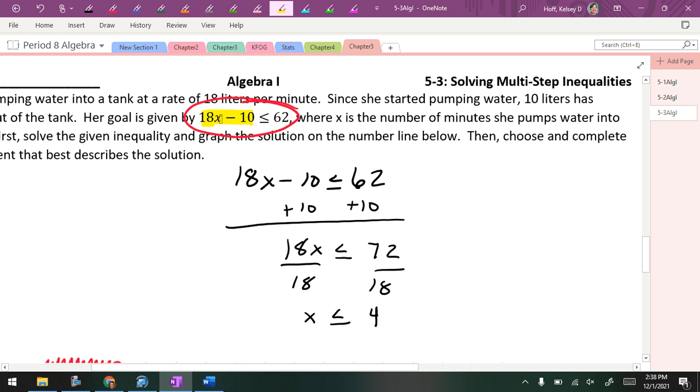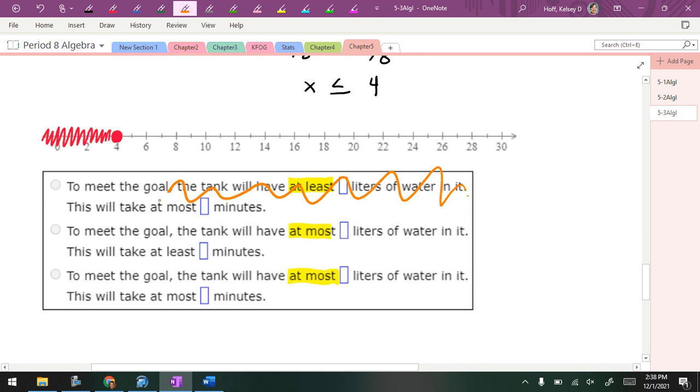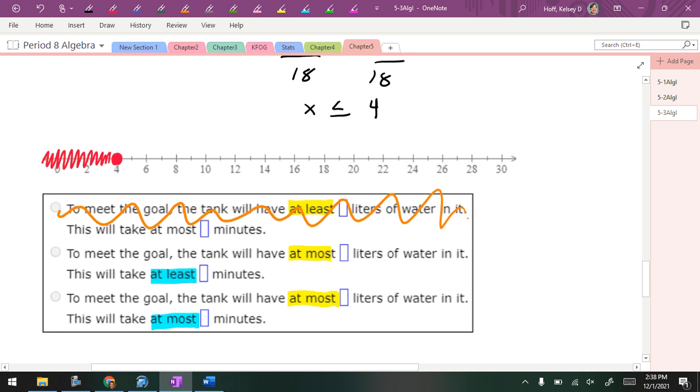So this part right here is describing what's in the tank. Based off of a less than or equal to sign, will the tank have at most or at least? At most, how many liters? So at most 62, because it's less than or equal to 62. The highest it can be is 62. So then that narrows down this one. Then the difference is at least or at most blank minutes.